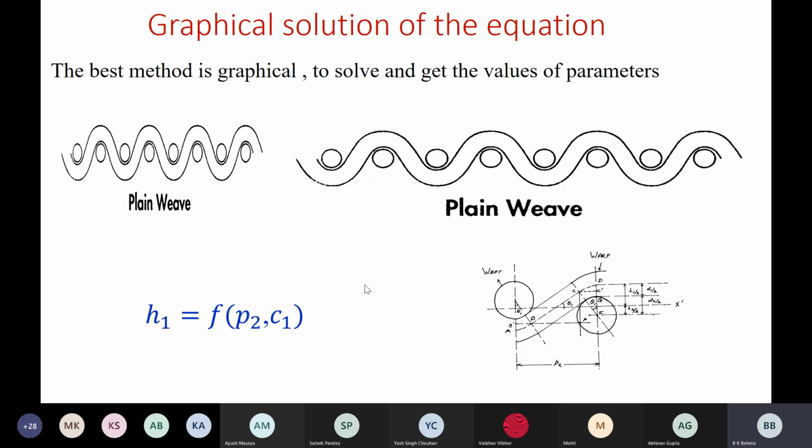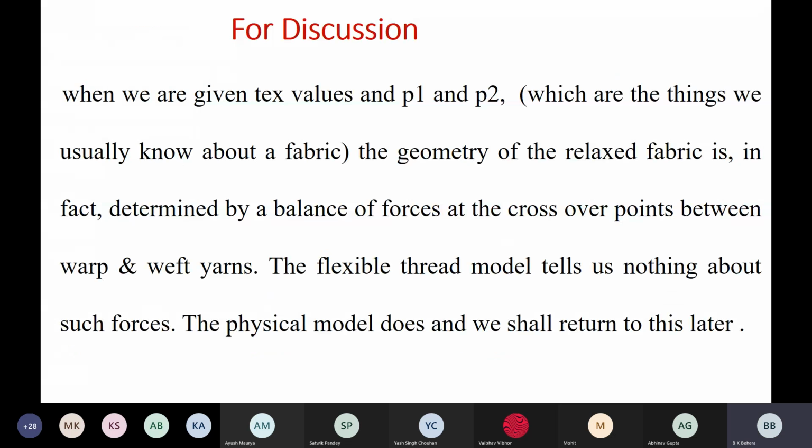More complex geometry, more complex analysis because of balance of forces at the crossover points, due to change in crimp, due to change in spacing between threads, and because of the compressibility of yarn and flexibility of the yarn. That is the point of discussion at this point, just to give you food for thought for future derivations. Remember, if you change the construction parameters, the balance of force at the crossover points will change and the fabric properties will be different, which we will discuss in future classes.